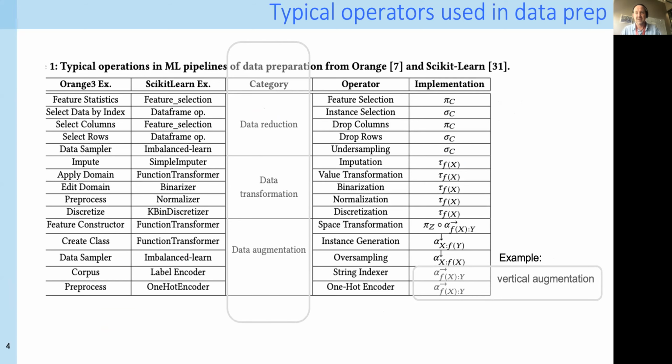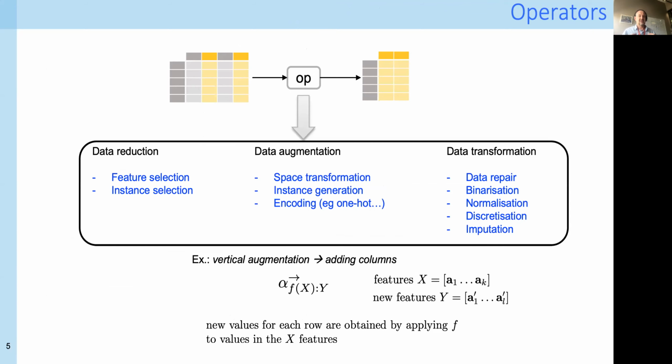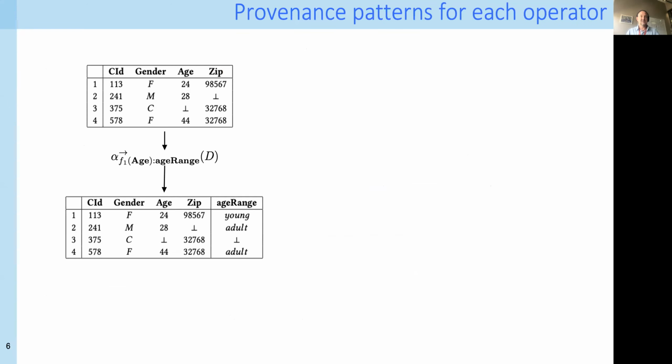We take vertical augmentation here, of which one hot encoder is a classic example. So if you go from the general, there's an operator that takes a data frame, changes either the value or the shape of the data frame through one operator, and then produces another one. So vertical augmentation is one such operator. Let's say new features Y are produced from the existing features X through the mediation of a function F. As an example, I have zip code here, and I create a new column age range, which is just a binning of people into age ranges depending on their actual age.